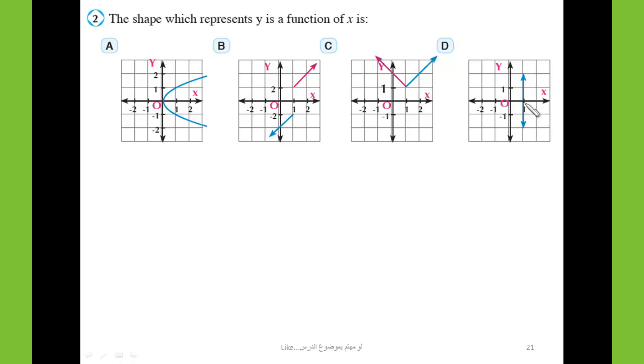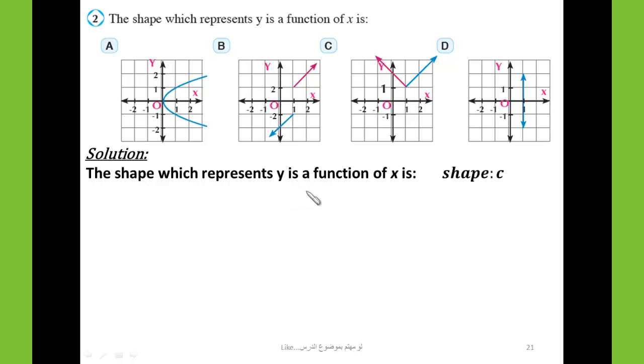Figure D does not represent any function because the element 1 has two images, negative 1 and 1. We have these 2 points, 1 and negative 1, and 1 and 1. So figure D does not represent a function. So solution: the shape which represents y is a function of x is the shape C, this figure.